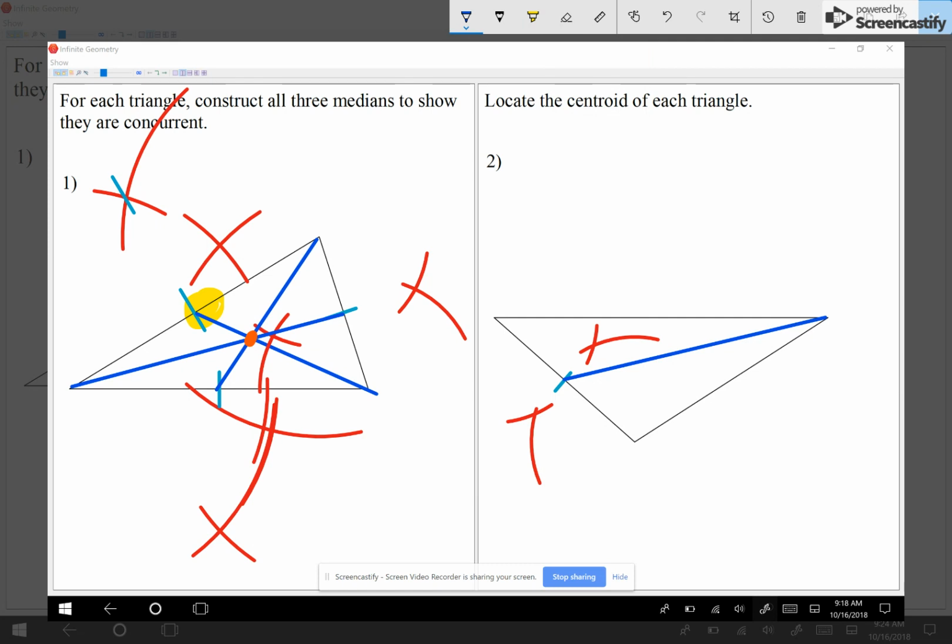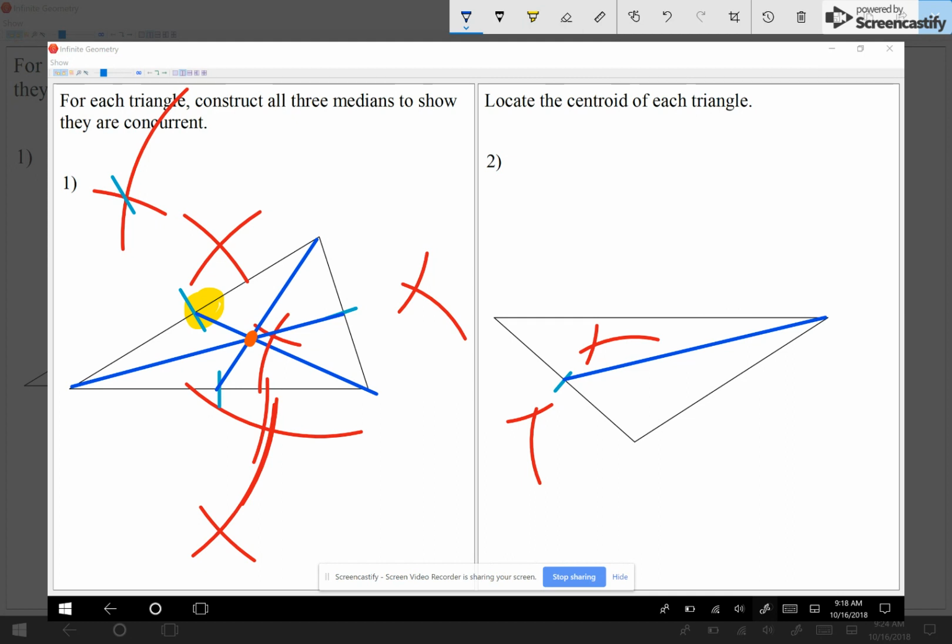So once again, all I did was find the midpoint of one segment, and I did the perpendicular bisector. The reason I did the perpendicular bisector is because it crosses at 90 degrees through the middle, and I wanted to find the midpoint. As soon as I find the midpoint, I connect it to the opposite corner, and that's a median.